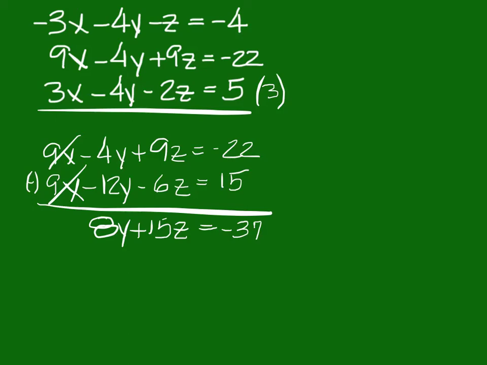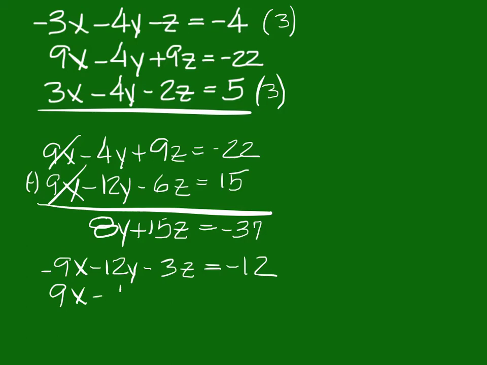Top two. So if we look at the top two, what's easy about this is that you have a 9 here and then a negative 3 there. What should we multiply the top one by? 3. So if we multiply the top one by 3, we'll do that down here at the bottom, you'll get a negative 9x minus 12y minus 3z equals negative 12. The second one we don't have to multiply by anything. It's just 9x minus 4y plus 9z equals a negative 22.